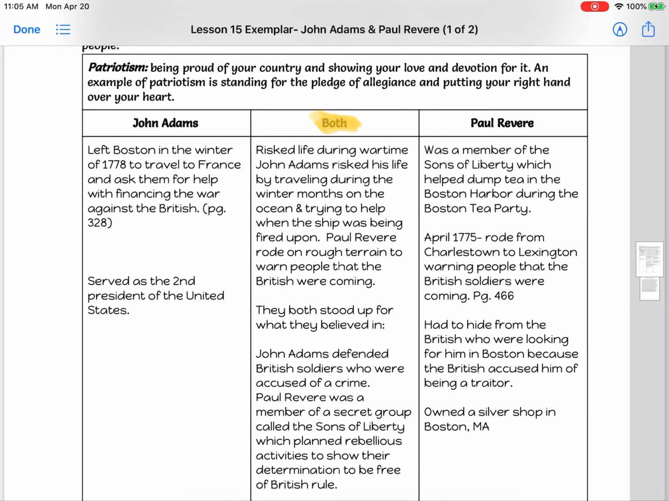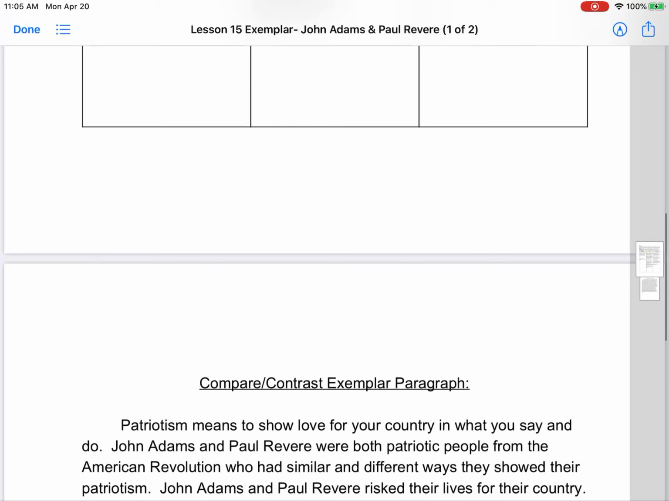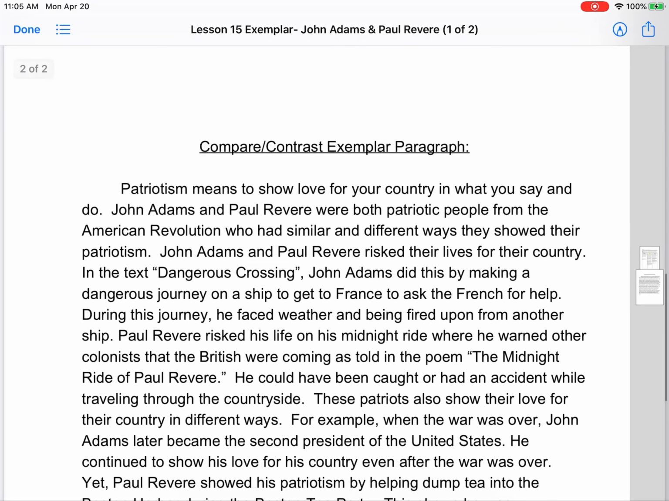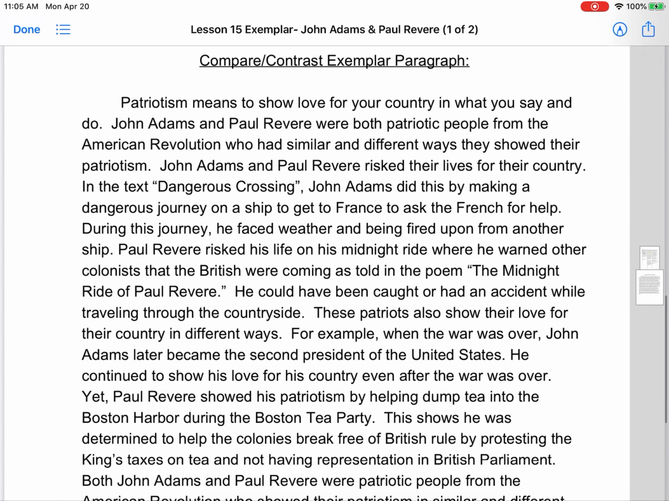When you're finished with your three-column chart and you have enough information about the two characters you're doing, Joseph Plum Martin and Sybil Ludington, then you're going to move on and use your three-column chart to make a compare and contrast paragraph. So again, I've given you a sample paragraph for you to use so that you understand what I'm looking for. This paragraph is going to be graded with the rubric that you'll see in Google Classroom. What are some things that Mrs. Tanner is really looking for in the paragraph?